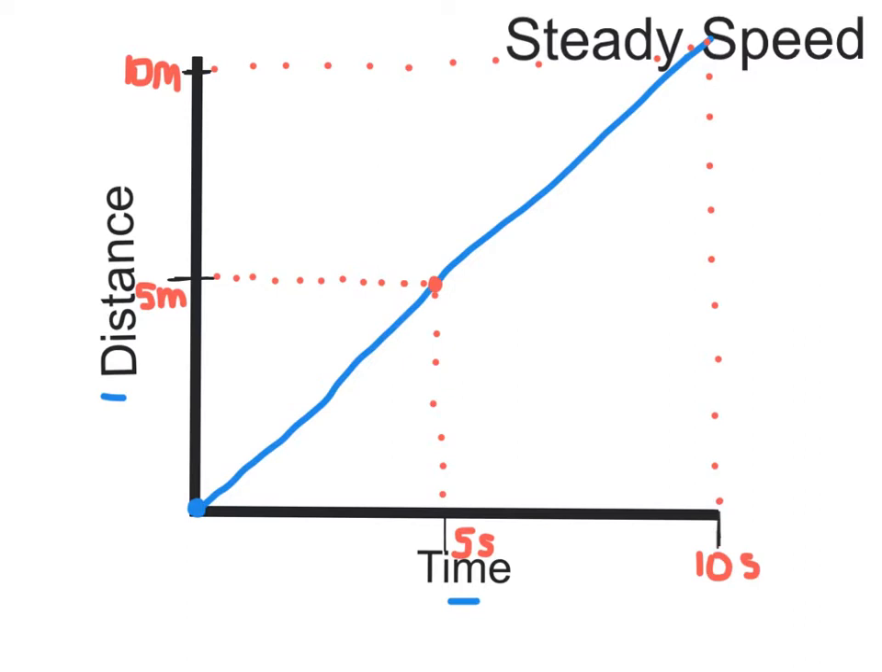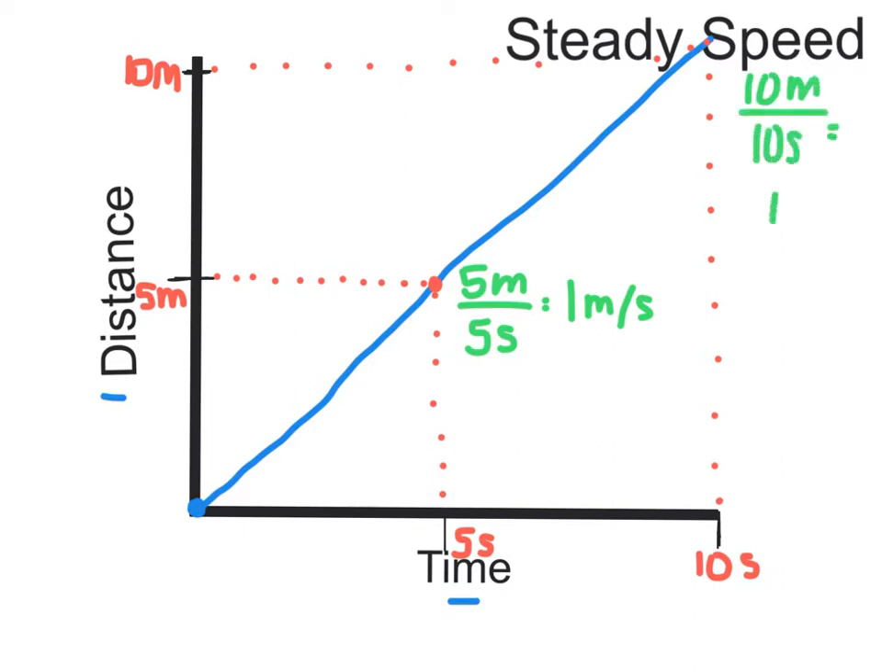So if we look at this a little bit further, if we traveled 5 meters in 5 seconds, that comes out to being 1 meter per second. Same with up here, 10 meters in 10 seconds equals 1 meter per second. So you can see that our speed is steady. We're traveling 1 meter in 1 second, and it stays consistent across the entire 10 seconds.